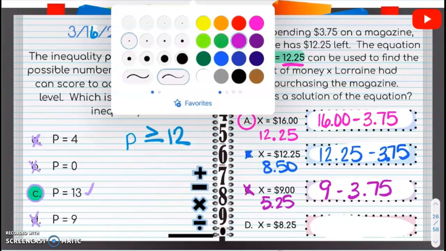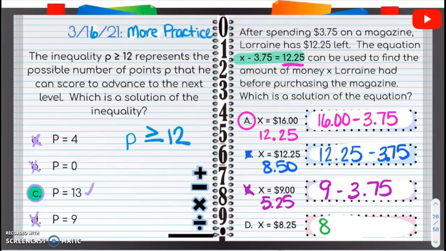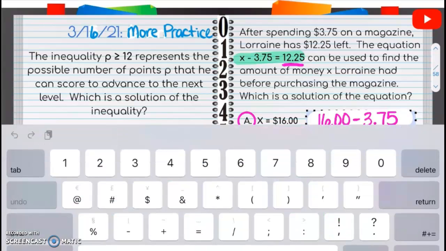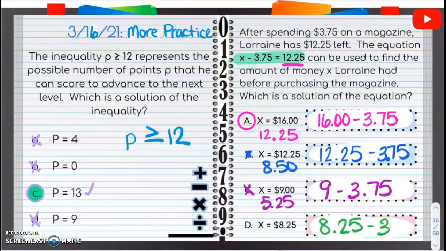And last but not least, let's do green. If we had $8.25 and you subtract $3.75, you get $4.50. And that's not the answer that we're looking for either, because we were looking for our $12.25. So our answer here is going to be A.